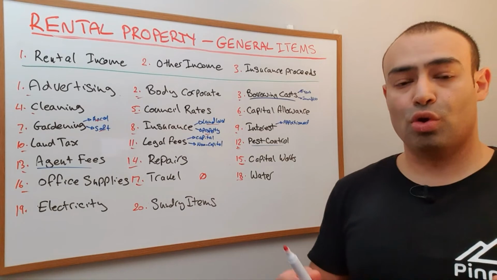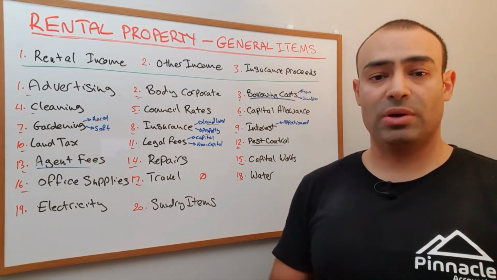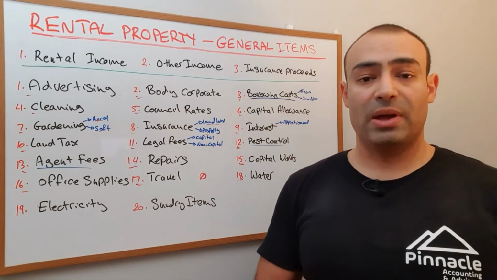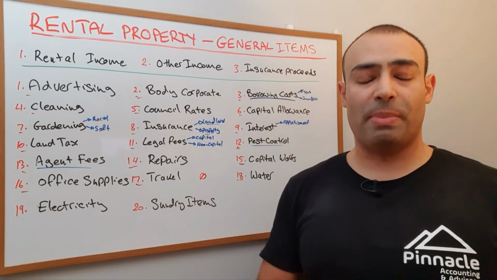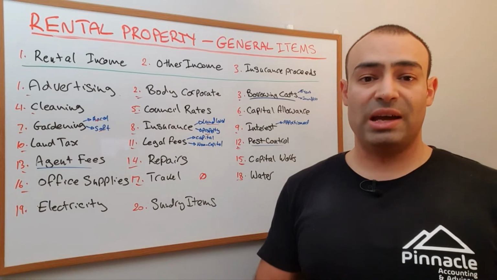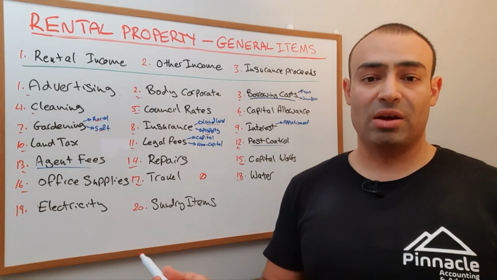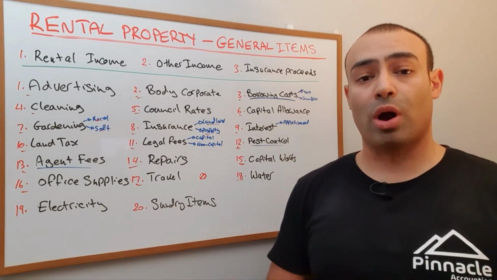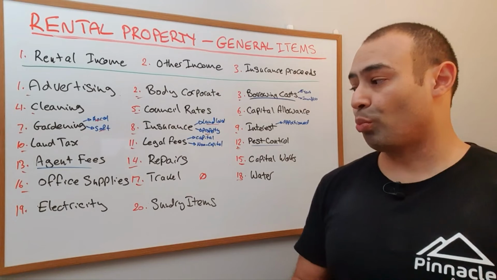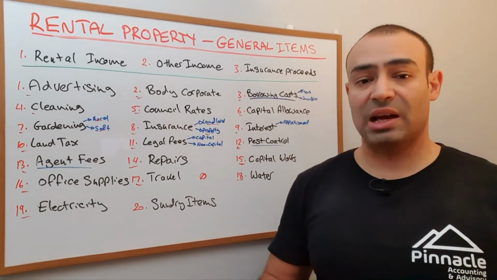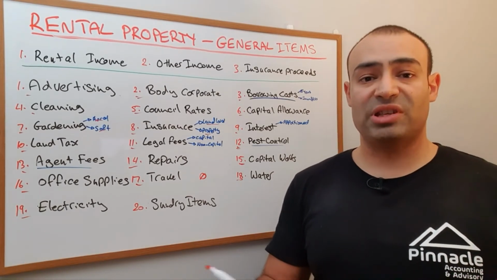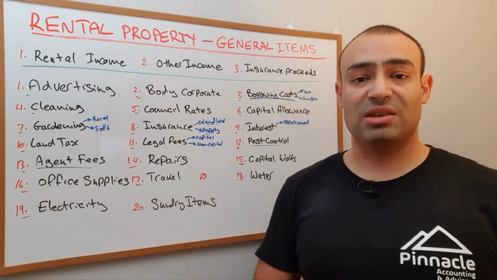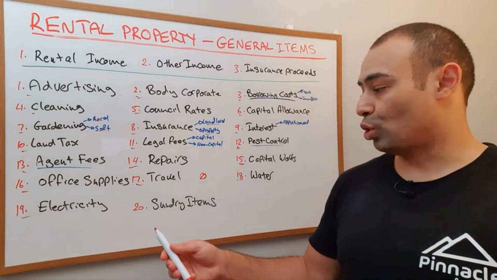The next one is water. Fairly straightforward. Generally speaking, the tenant is the one that pays for water. The only reason you really should be paying for water is when the tenant is not there and you're paying for the privilege of having that water being connected to your property. Number 19 is electricity, and generally, again, the tenant pays for that unless for whatever reason the property is not tenanted and you need to pay for it yourself.